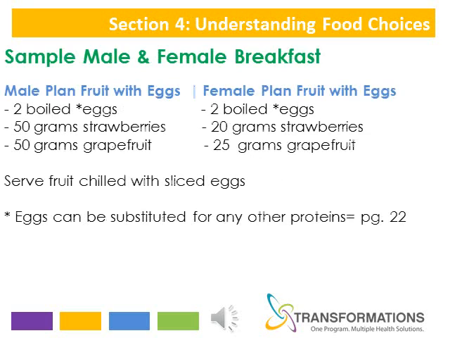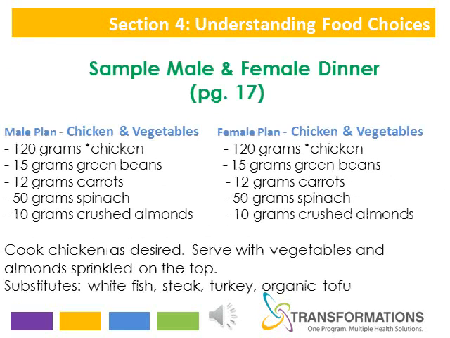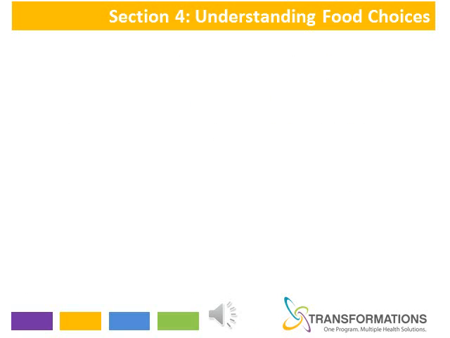Here's a sample of a male and female breakfast. Serve fruit chilled with sliced eggs. Eggs can be substituted for any other approved proteins on page 22. Here is a sample male and female dinner. Cook chicken as desired, serve with vegetables and almonds sprinkled on the top. Chicken can be substituted for any of the approved proteins such as whitefish, steak, turkey, or organic tofu.